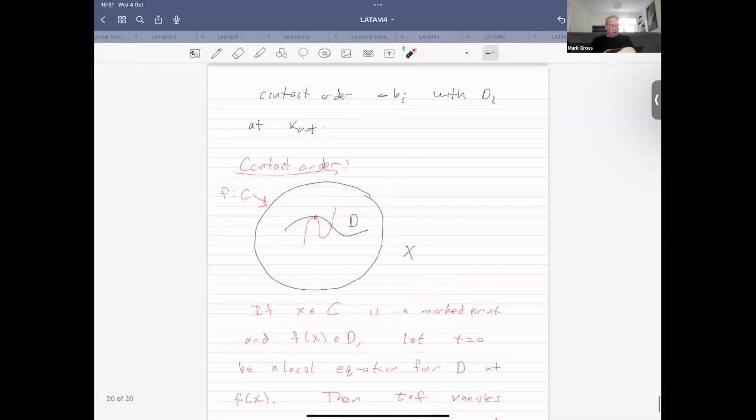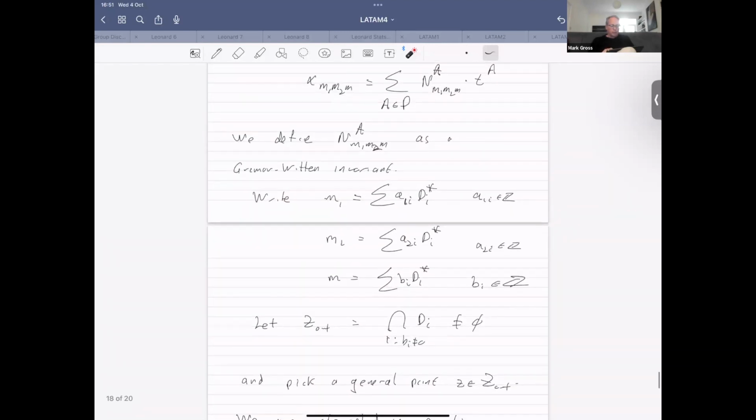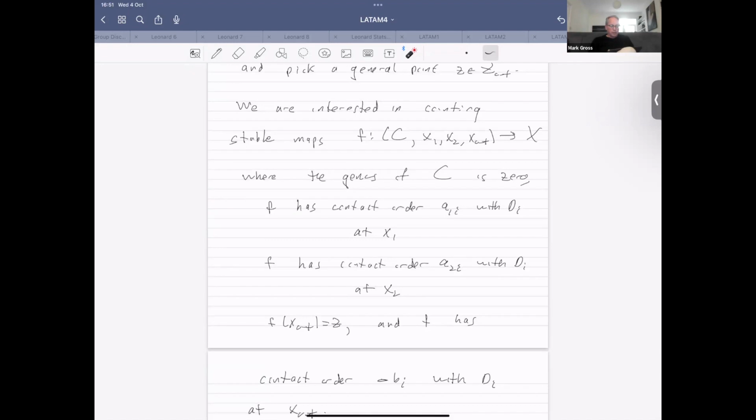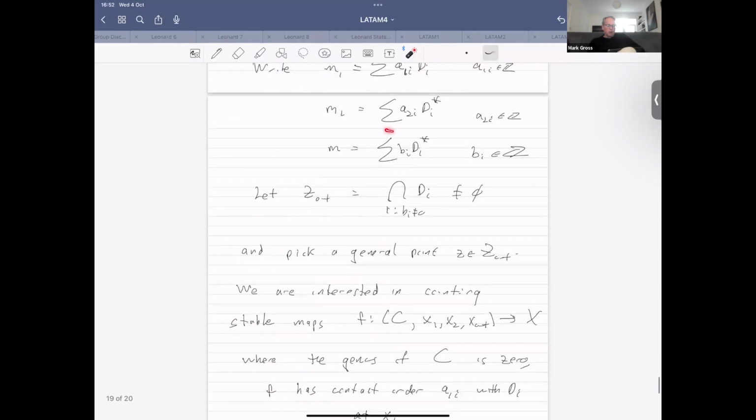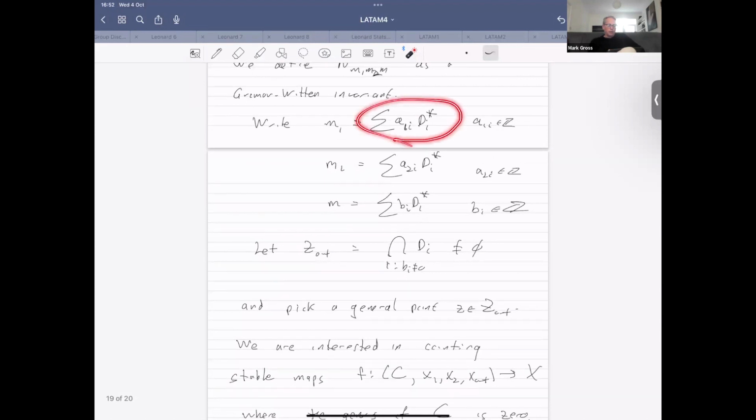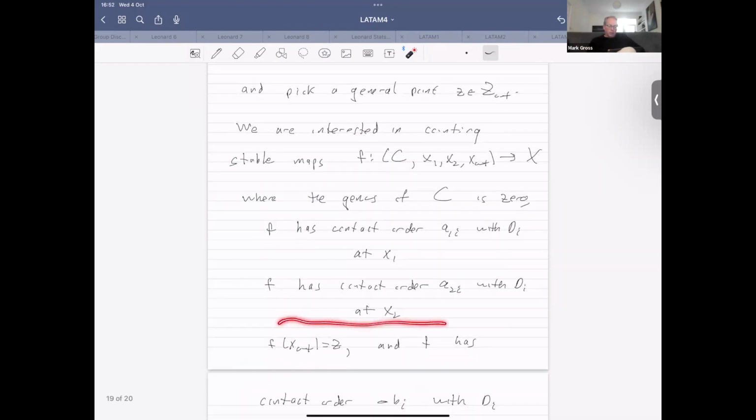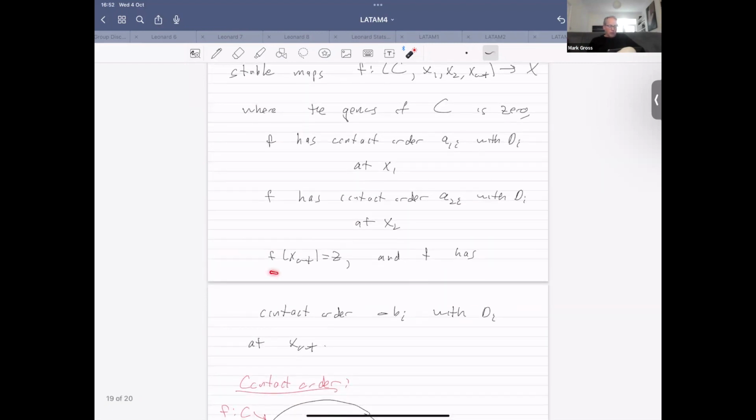Okay, so if I go back to this description here, that now at least explains these first 2 points. I'm going to insist that this point x1 has contact order given by this coefficient a1i in M1. So you can think of this as dictating some contact orders for a stable map with the various irreducible components of the boundary divisor. And similarly at x2, we have some contact orders for those points. Both very well. We have this point constraint f of x out has to map to z.